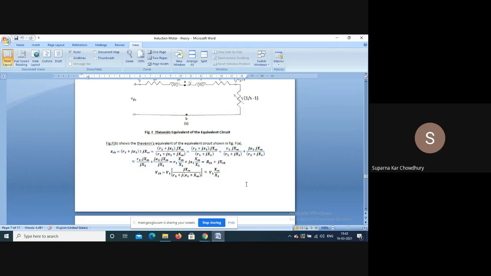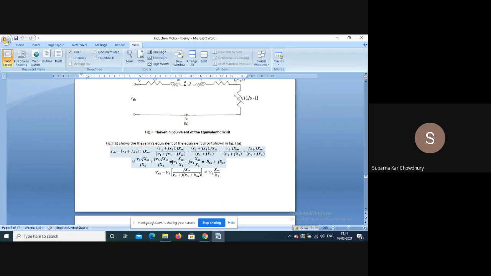Now this R1 is the per-phase stator resistance, which is very small, particularly compared to X1, because X1 includes XM. Considering all the quantities, XM has a large value compared to R1 and X1. So if we neglect R1 in the denominator, this becomes R1 into jXM by jX1 plus jX1 into jXM by jX1. So this is equal to R1 into XM by X1 plus jX1 into XM by X1.